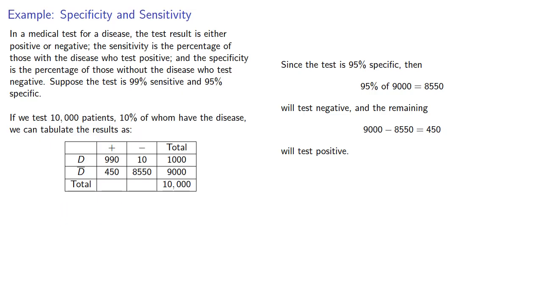And, as always, we want to extend our row and column totals, and they should add up to the original 10,000.